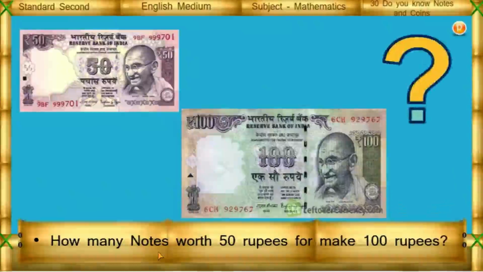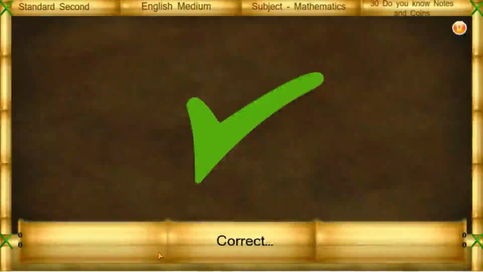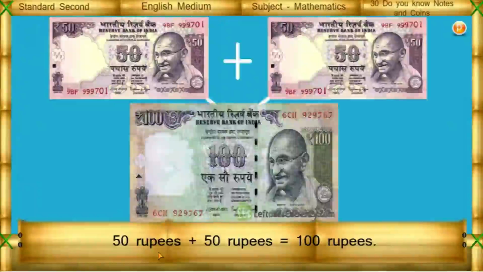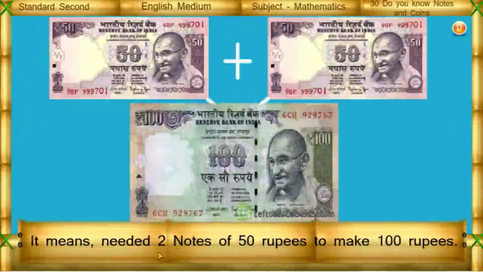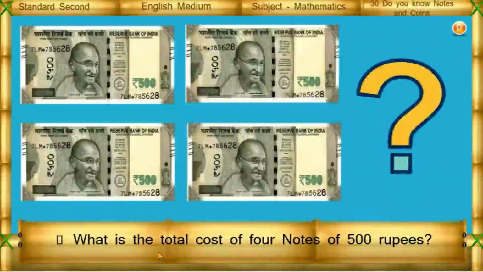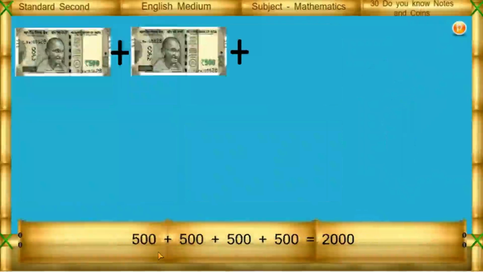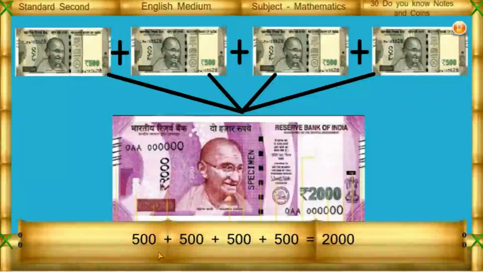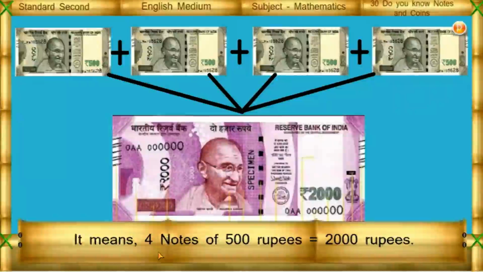How many notes worth 50 rupees are needed to make 100 rupees? Correct. 50 rupees plus 50 rupees equals 100 rupees. It means 2 notes of 50 rupees are needed to make 100 rupees. What is the total of 4 notes of 500 rupees? 500 plus 500 plus 500 plus 500 equals 2000. It means 4 notes of 500 rupees equals 2000 rupees.